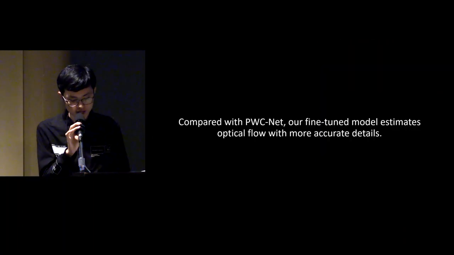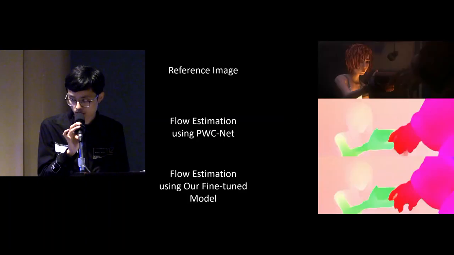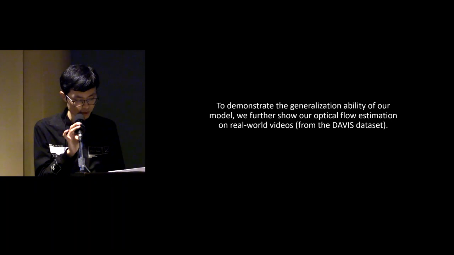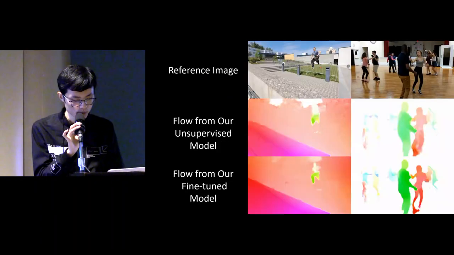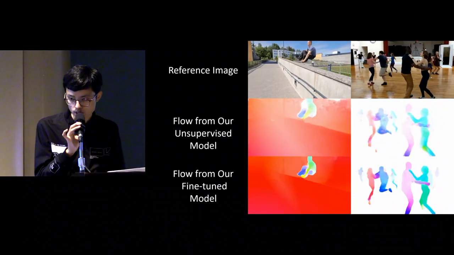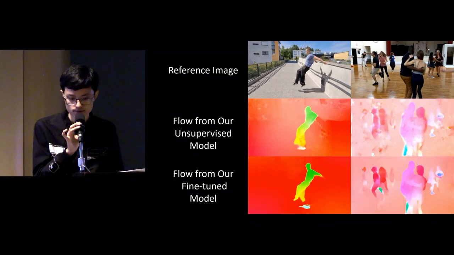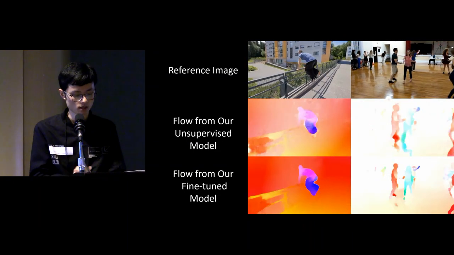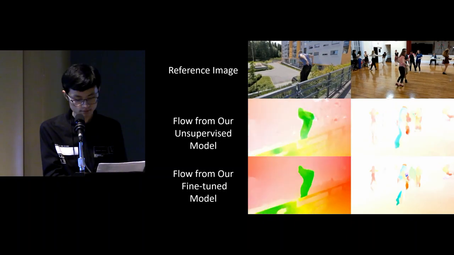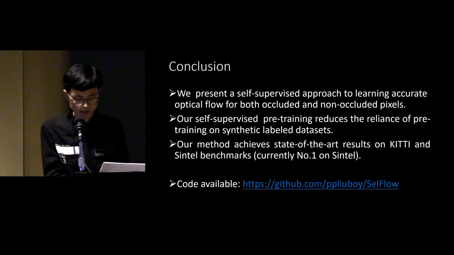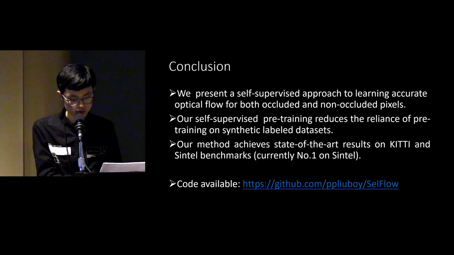Compared with the current state-of-the-art PWC-Net, our fine-tuned model estimates optic flow with more accurate details. For example, the finger here, and the leg, and the stake. To demonstrate the generalization ability of our model, we first show our optic flow estimation on real-world videos from the DAVIS dataset. The second row shows our unsupervised results, and the third row shows our fine-tuned results. Then comes our conclusion. Our code is available on this website. That's all. Thank you.